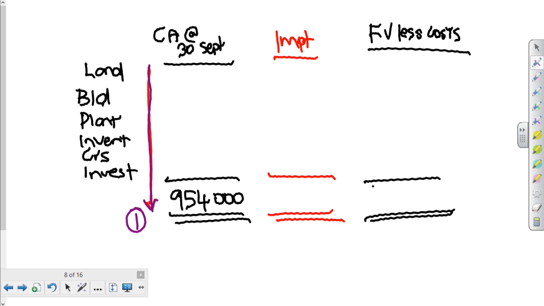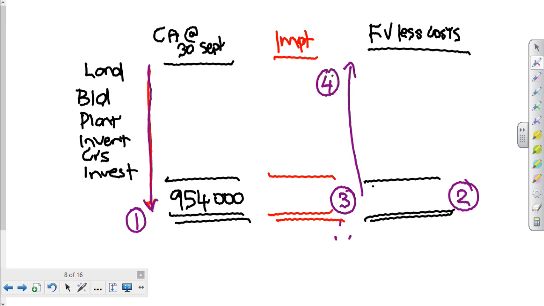Then this is step 2, to work out fair value less costs. Step 3 is to work out impairment, which will be a balancing figure. Then step 4 is to allocate the impairment. And then step 5 is then to get my values of my assets. Agree? First work out what the carrying amounts are at 30 September. Then work out fair value less costs. Then work out impairment. Then allocate the impairment.